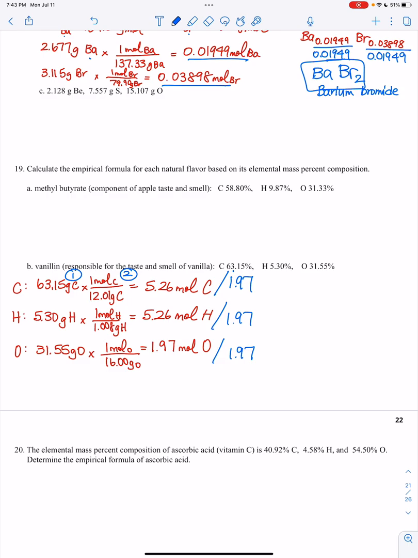So I do 5.26 divided by 1.97, and I get about 2.67 to 1. Now, look at this. This did not end up being whole numbers here.